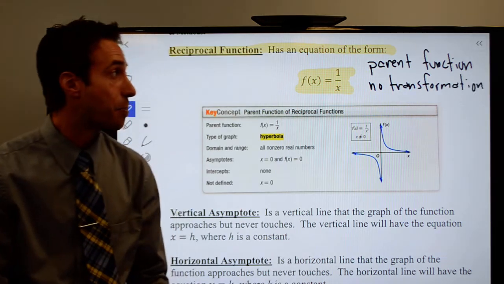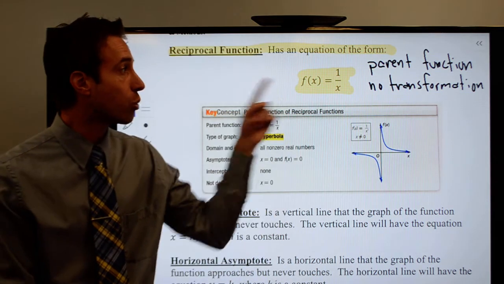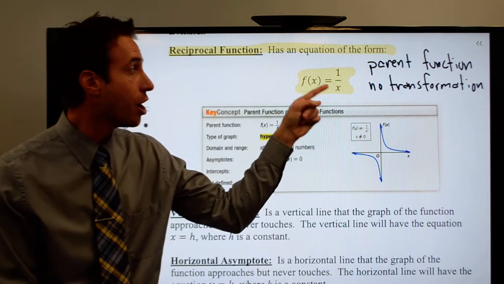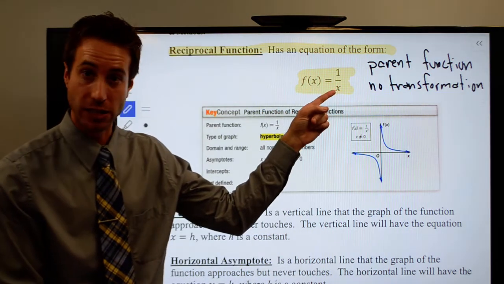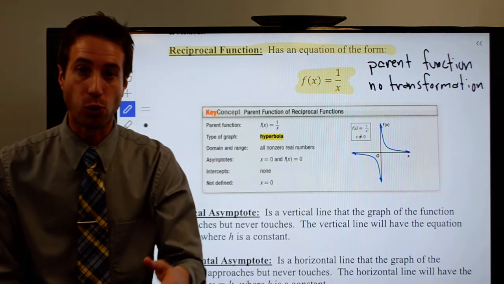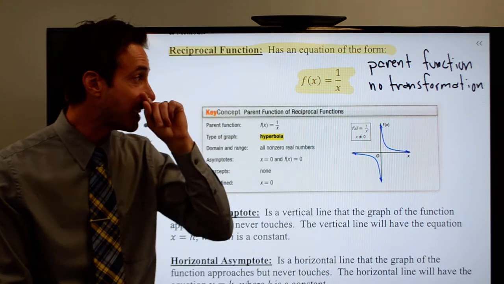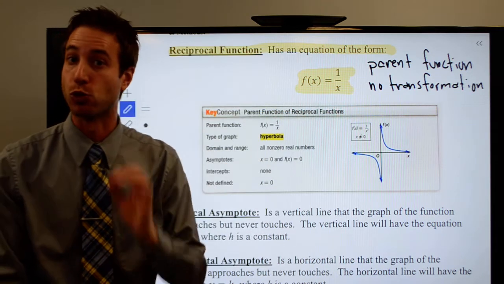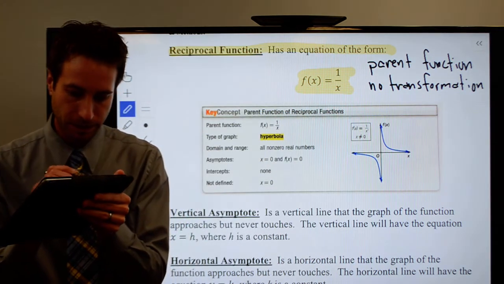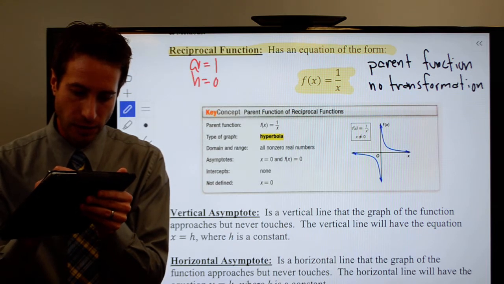All right, so the parent function for all rational functions is this reciprocal function 1 over x. Please notice it is rational. I have a numerator, I have a denominator. And the simplest one is when you have 1 over x, where the variable is in the denominator. Now, for this parent function with no transformations, which means a is equal to 1, h is 0, and k is 0.